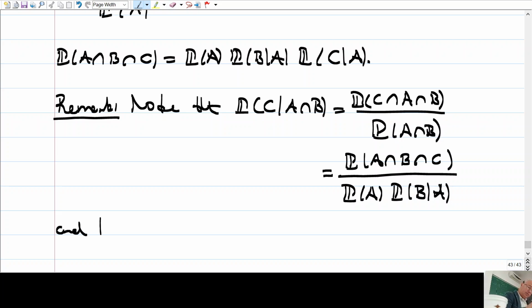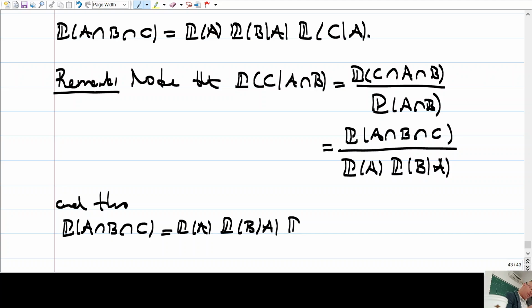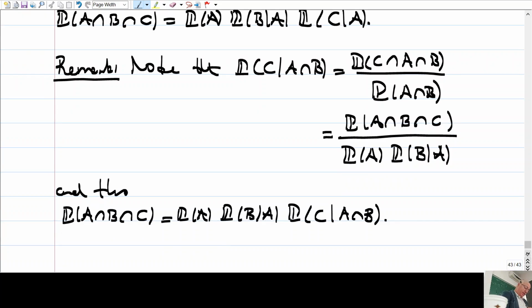And thus we have the following. P of A intersection B intersection C is what? P of A times P of B given A times P of C given A intersection B. Okay.